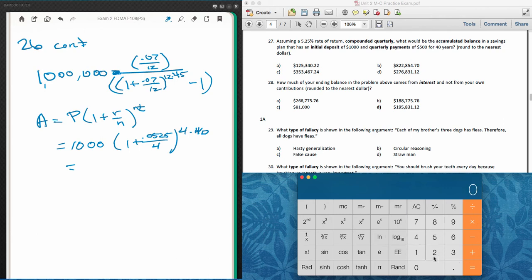So let's start with 0.0525, divide that by 4, add a 1. So there's our value in here. We're going to raise that to the power of 80. There's our value, multiply that by $1,000. And we get, let's see, did I do that right?